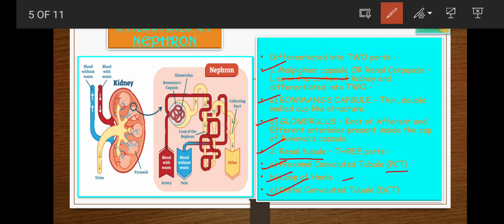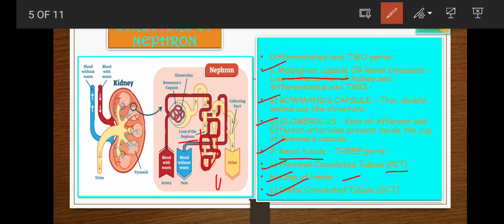Second is the loop of Henle. It is the middle U-shaped renal part. As shown in this picture also, this is the loop of Henle. This U-shaped structure is not convoluted, and its shape is like a hairpin. It contains the descending and ascending limb along with the hairpin loop. It is present in the medulla of the kidney.